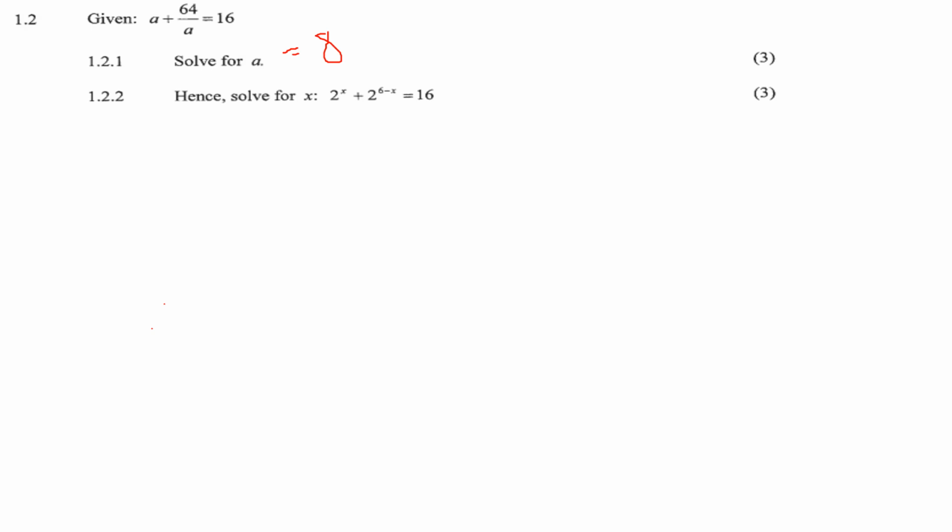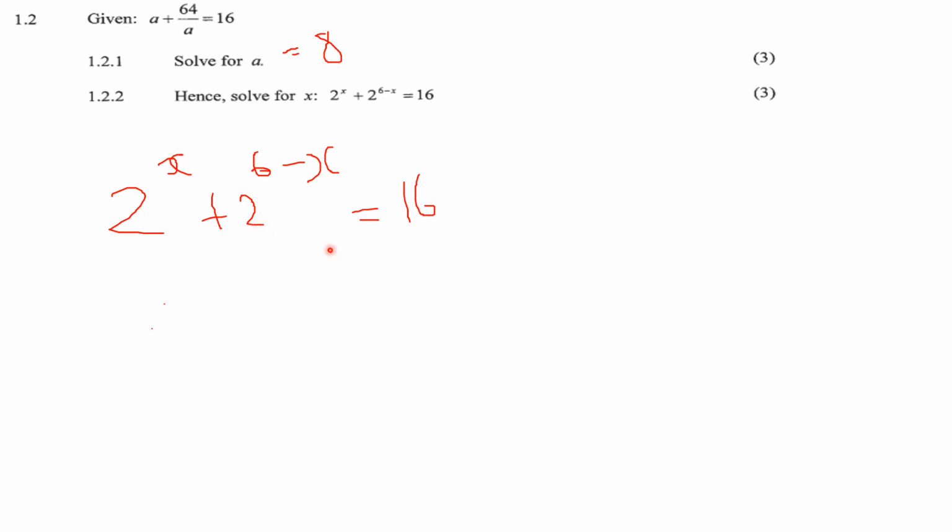So basically the equation that we have is 2 to the power of x plus 2 to the power of 6 minus x being equal to 16. Because we have here the word hence, we solve this one after we have solved the value of a. So basically we want this equation of ours to get a format similar to the problem that we have solved here.